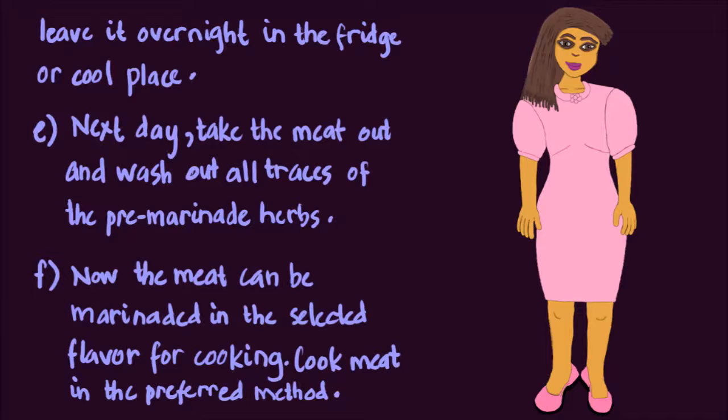E. Next day, take the meat out and wash out all traces of the pre-marinade herbs. F. Now, the meat can be marinated in the selected flavor for cooking. Cook meat in the preferred method.